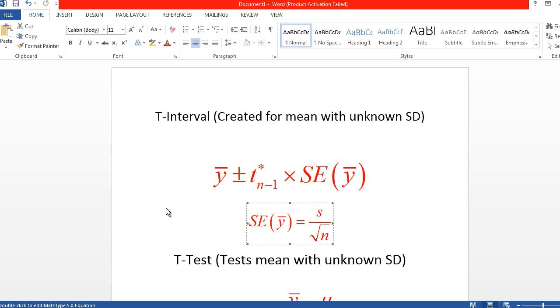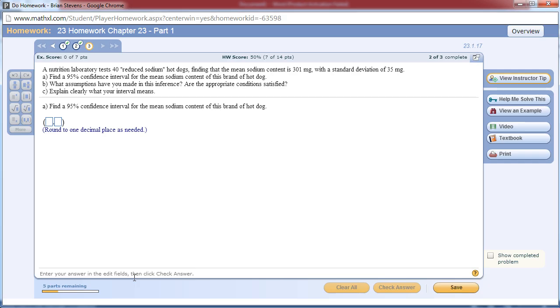What we can do is go to the calculator, your TI calculator, pause the video if you don't have it, and go to Stat, Tests, and we want to go to T interval. That's number 8. Under T interval, make sure Stats is selected. Now you won't see y bar, you will see x bar. So for x bar, we need to enter 301. For Sx, which means standard deviation of the x variable, we enter 35. Next, we put in the sample size of 40, and we want a 95% confidence interval. This will calculate our interval for us automatically.